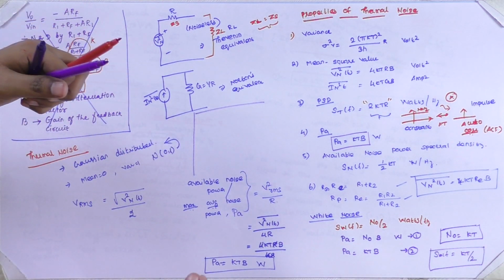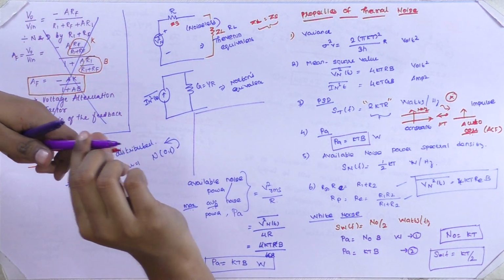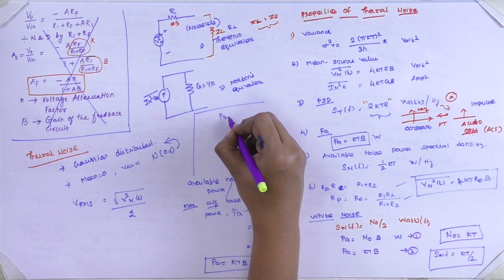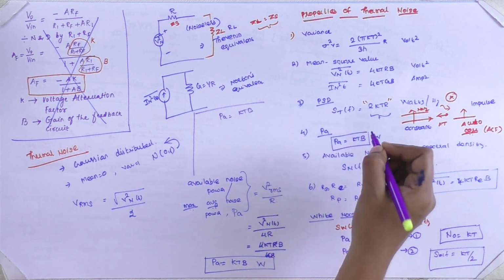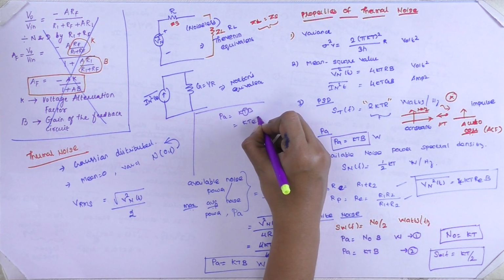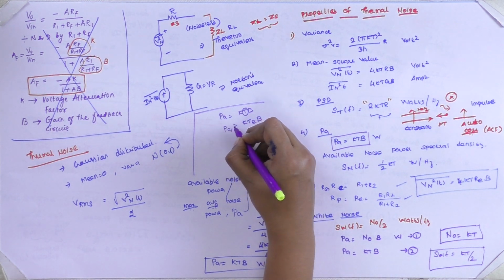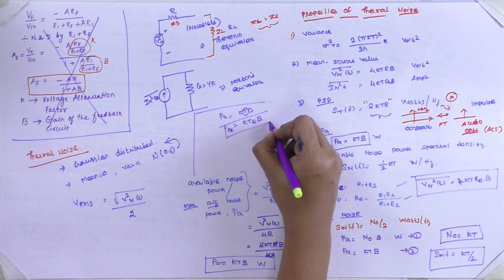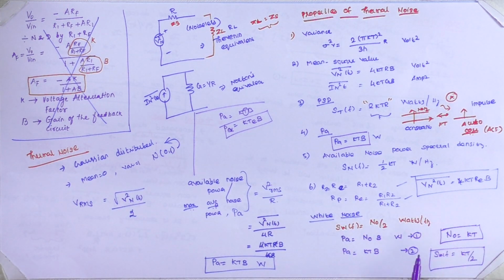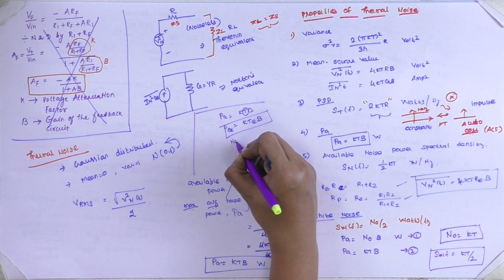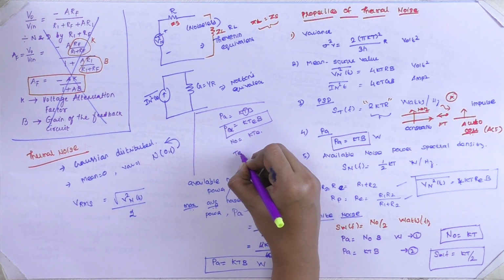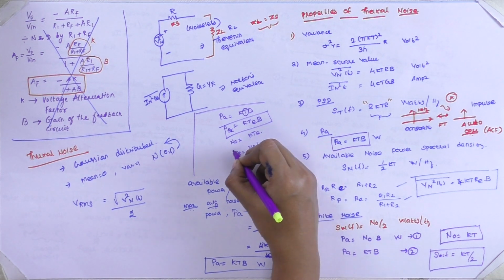Noisiness of the noise source is represented in terms of equivalent noise temperature. We know that PA is equal to KTB from this equation. Therefore, T can be replaced by TE, the effective equivalent noise temperature. We know that N0 is equal to KT. Therefore, N0 can also be replaced by K into TE. Therefore, TE is equal to N0 by K.